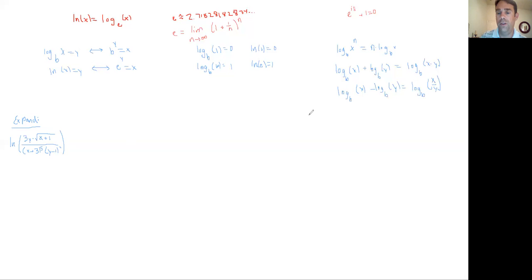And I want you to condense this one. So expand means to write it as every term with its own log. Condense means to write it as one log, just in case you happen to forget the terminology from back in Algebra 2 pre-cal days or Integrated 3 pre-cal days, depending on where you came from.